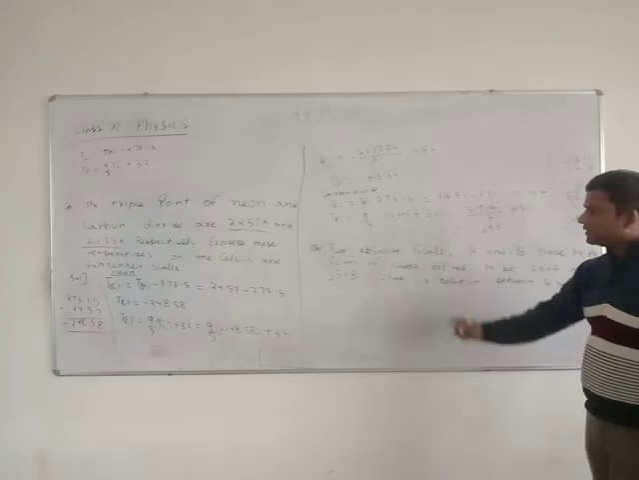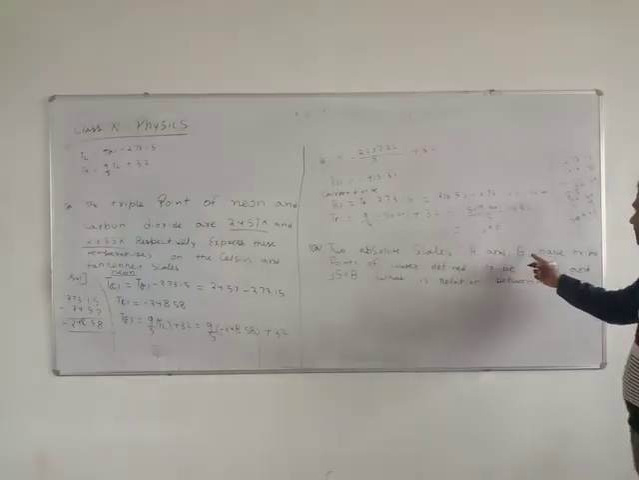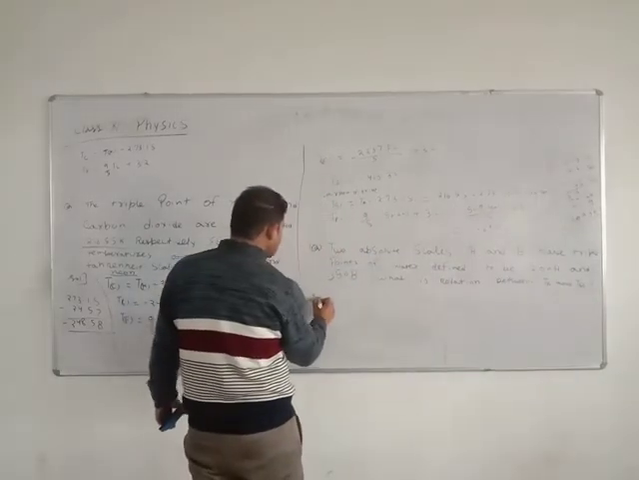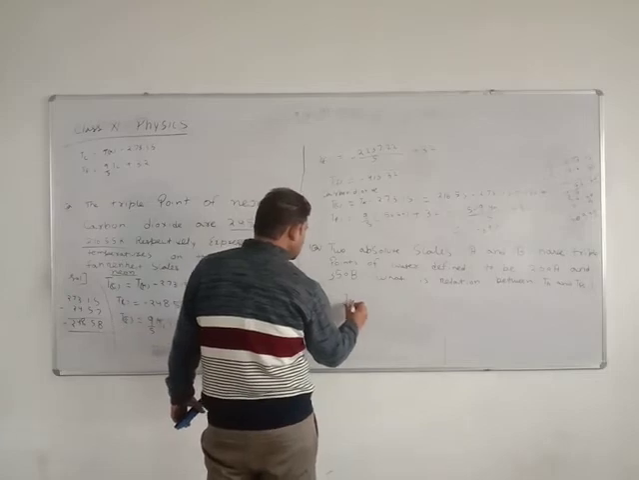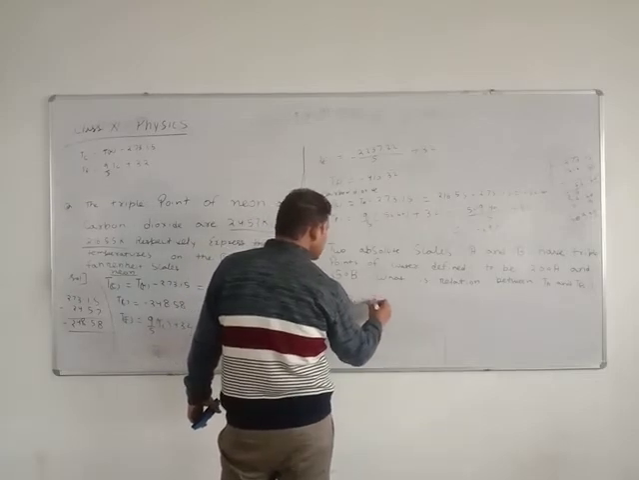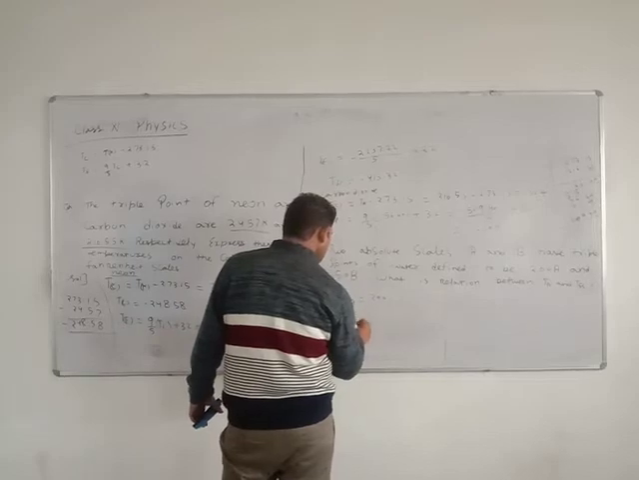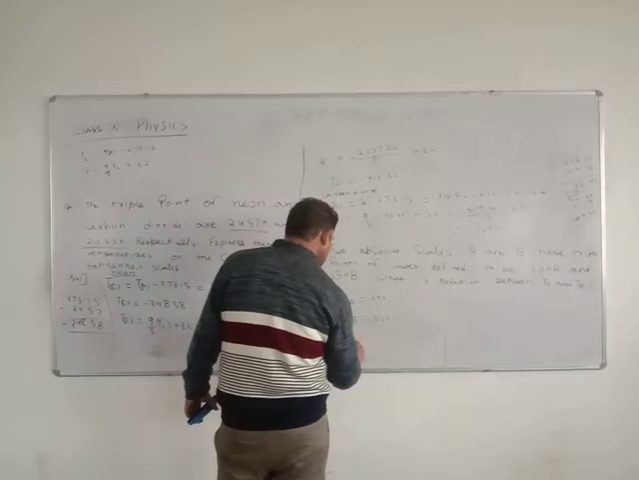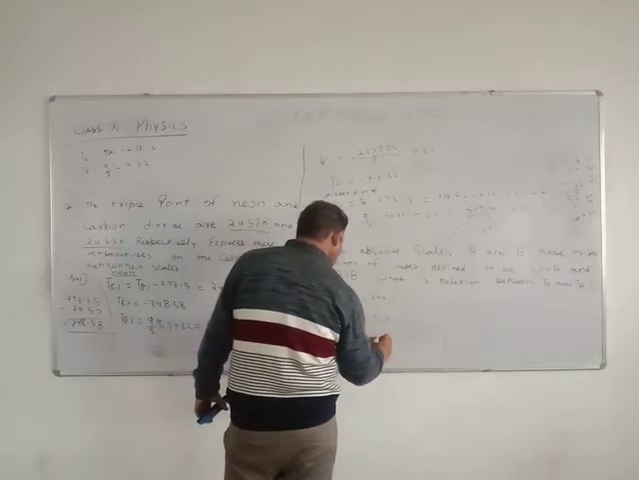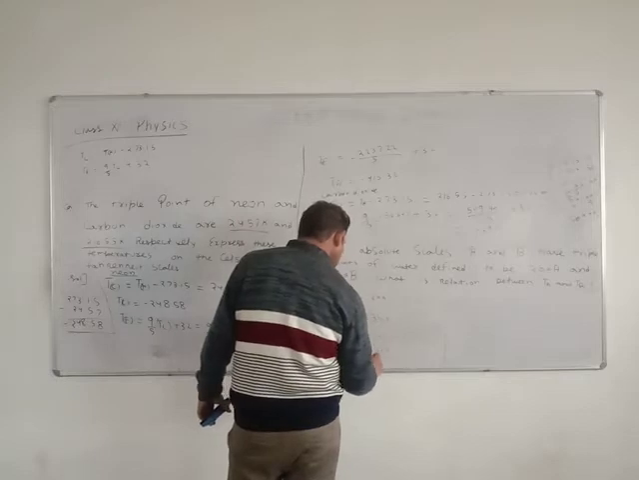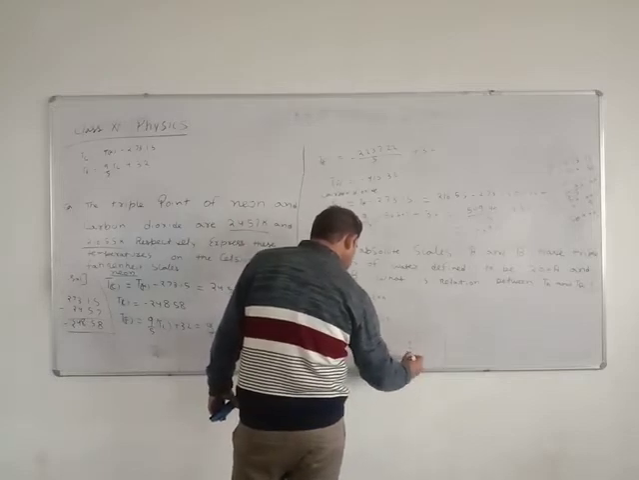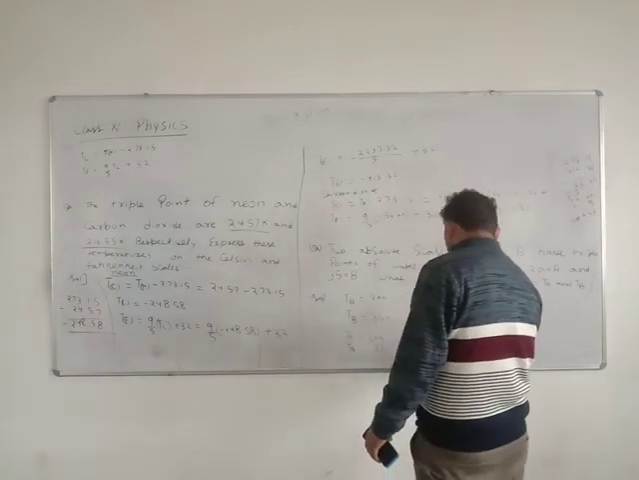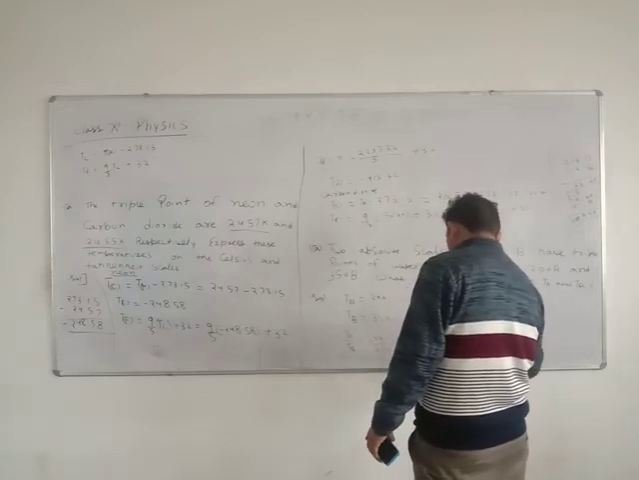The next question is on two absolute scales, Ta and Tb. The points of water are defined to be 200 and 350, meaning Ta equals 200 and Tb equals 350. Ta upon Tb is 200 upon 350. Dividing by 50, that is 4 upon 7. Then Ta equals 4 upon 7 Tb.